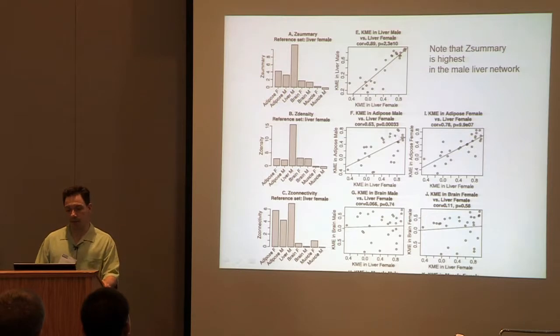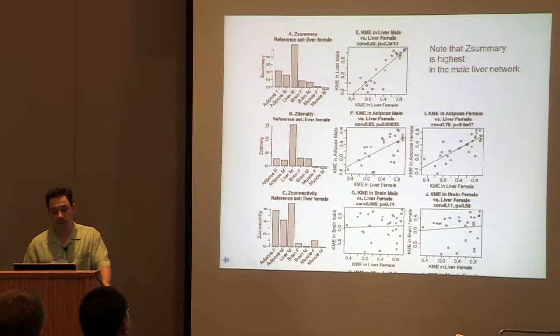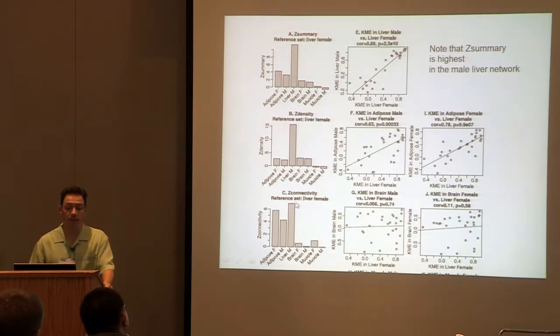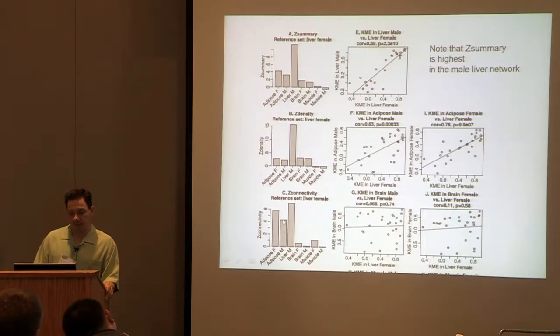But now, using these statistics, we can ask a more subtle question. We can ask, well, what is the density preserved? What we see from panel B is that the density of the female liver module is highly preserved in the male liver, but not anywhere else. But interestingly, something is going on with the Z connectivity statistic in panel C. Notice when you look at hub gene status preservation, connectivity preservation, there's actually some moderate evidence that it is also preserved in adipose tissue. Do you see that?